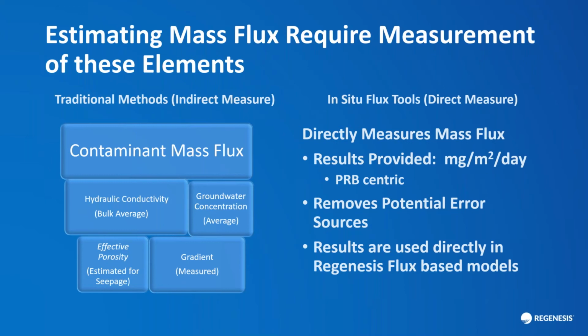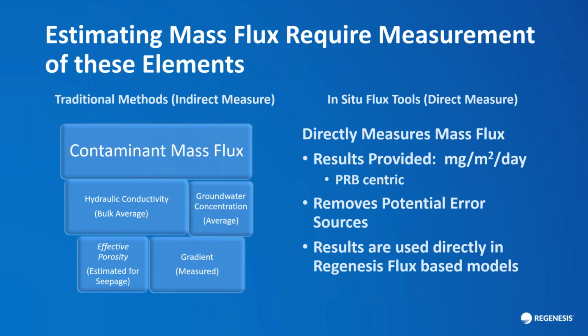Effective porosity, if you're using, like the rest of us, seepage velocity as your velocity measure, you are using an educated guess. That's another variable of error that's possibly introduced into your system. And finally, you have the least variable, the least error prone, which is a gradient. It's a reasonably good direct measure.